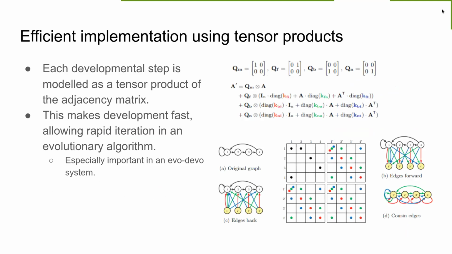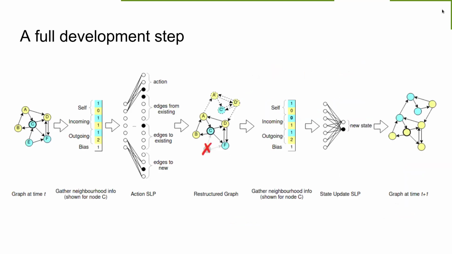Again, this is explained in more detail in the paper, but we implement this in quite an efficient way with tensor products. We just work with the adjacency matrix representation, and each update step is implemented as a tensor product of that adjacency matrix. That's important because, especially in Evo-Devo algorithms, you have this double loop of the outer loop of evolution and then the inner loop of development, so it can be very slow. So it's important that the developmental steps can be quite quick.